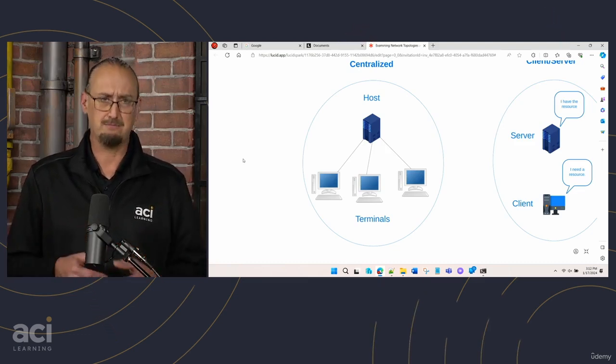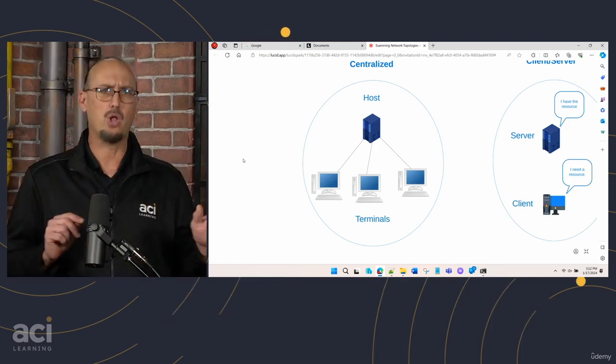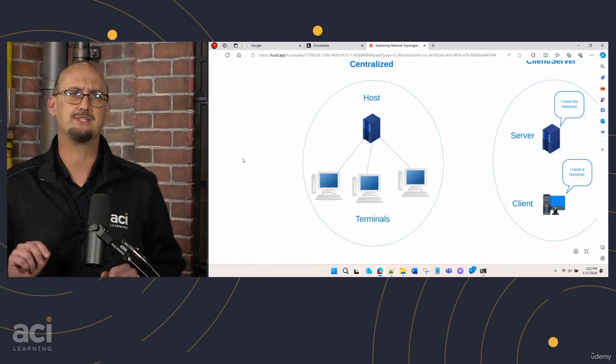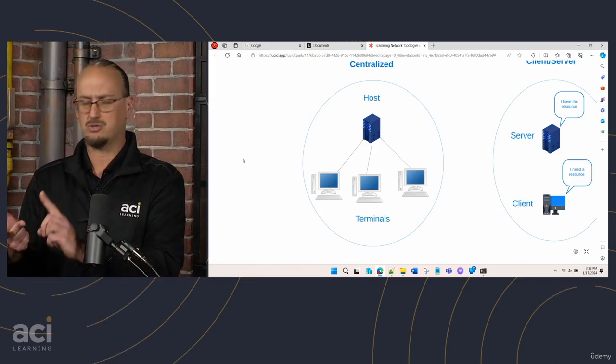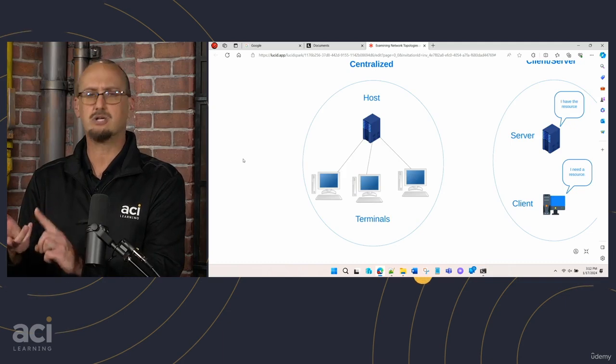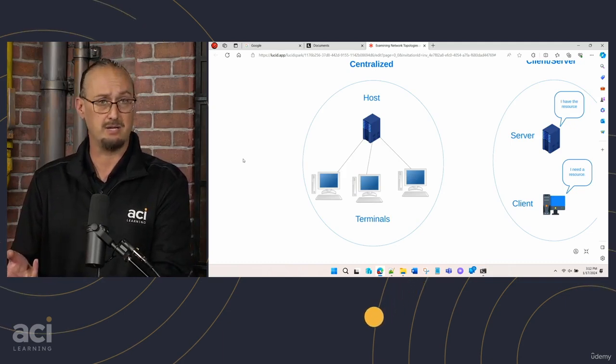It had a keyboard and a monitor, and that was it. Because the centralized mainframe, I'm calling it a host computer, and I've got to be careful with that today. The host computer controlled all the processing, all the network communication, and all of the data storage. That's why it's called a centralized networking model.